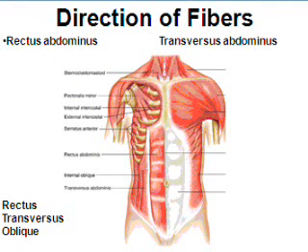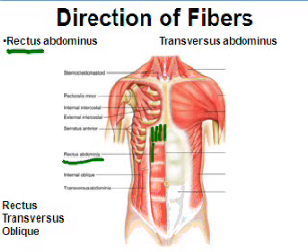Next, I don't remember, I think this is number 4, is the direction of the fibers, and this is most commonly seen in the abdominal muscles. So there's rectus abdominis, and that's these right here, and what rectus means is straight up and down. So you can see this is kind of like the six-pack abs, and the muscle fibers run straight up and down, so that means rectus.